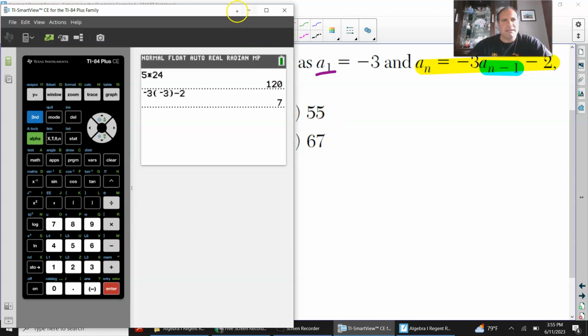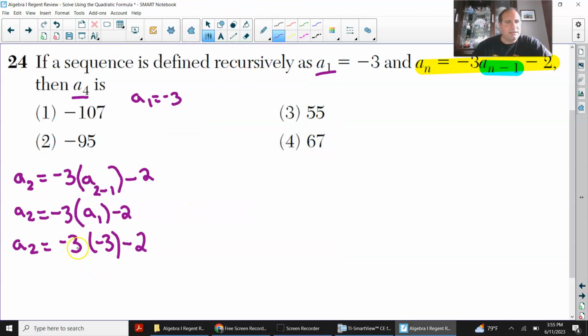And it's 7. Negative 3 times negative 3 is a positive 9. 9 minus 2 is 7. A sub 2 equals 7. Now we're going to go to a sub 3. Instead of the n being 2, it's 3 now.